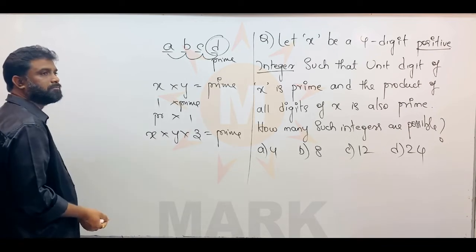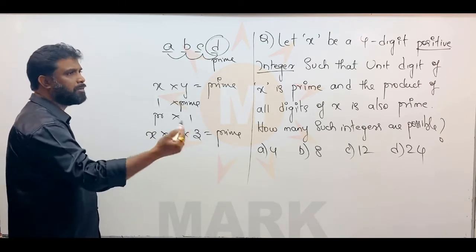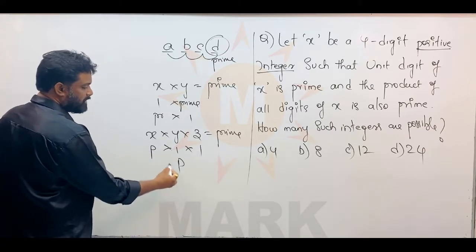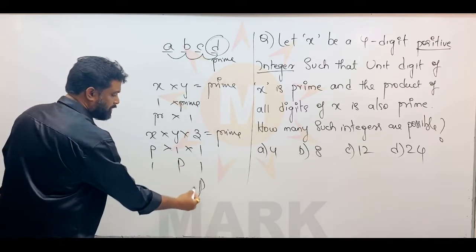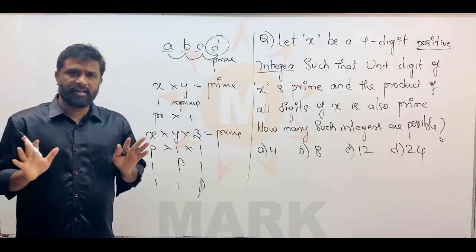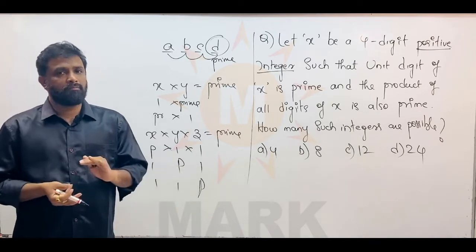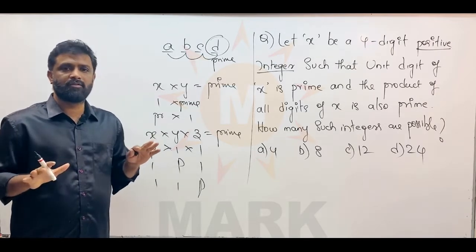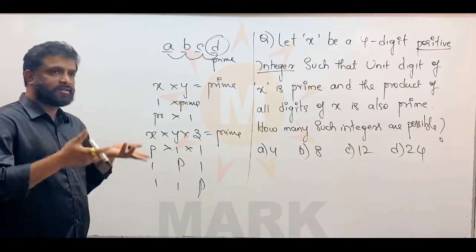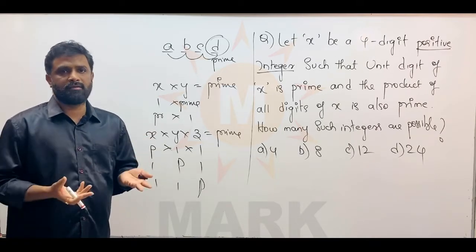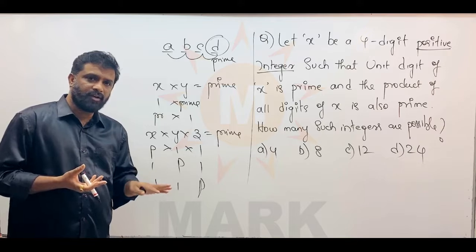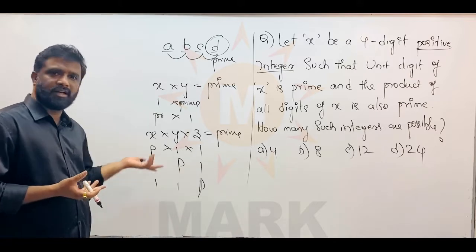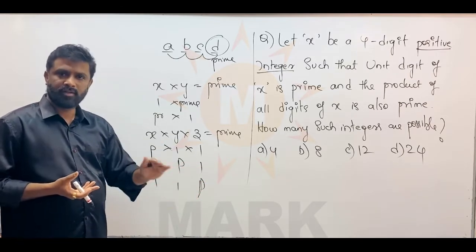Only one number will be prime and the remaining numbers will be 1. So x can be a prime number, then these two numbers will be 1. If y is a prime number, these two numbers will be 1. If z is a prime number, these two numbers will be 1. That means if the product of two or more numbers is prime, then definitely one number will be a prime number, and all the remaining numbers will be 1. This is a common sense point, because a prime number has no factors except 1 and itself. So itself should be there, and the remaining numbers will be 1, because if you write any other number, that will not become a prime number, that will become a composite number.